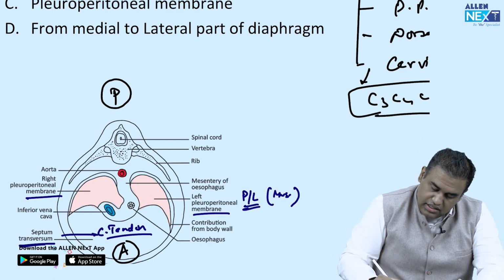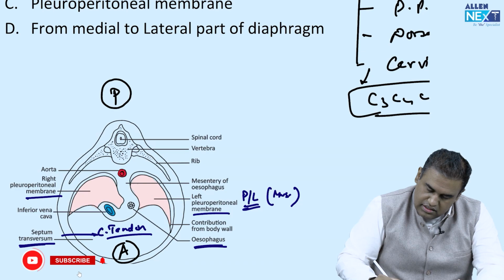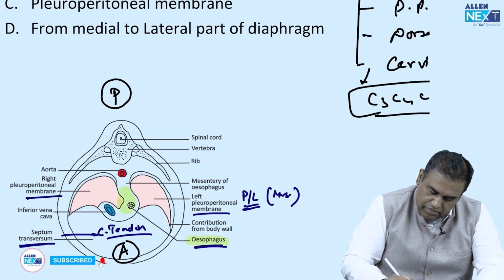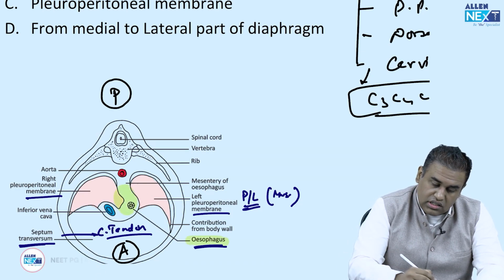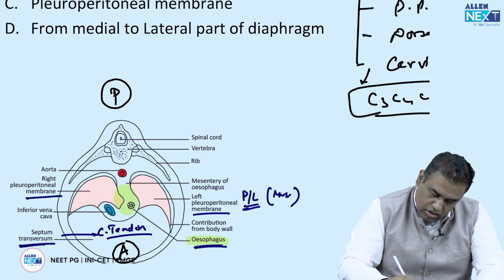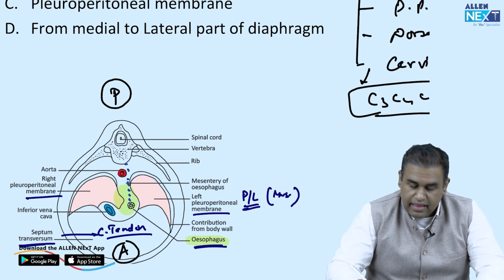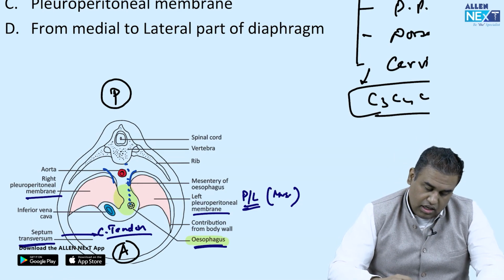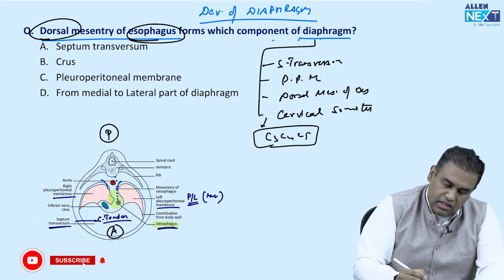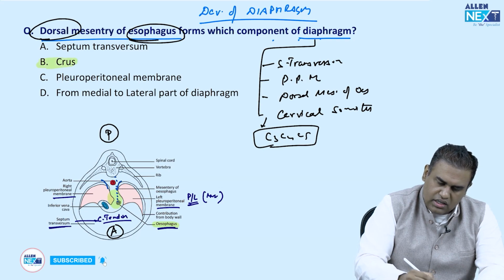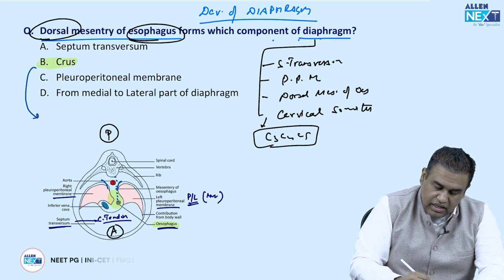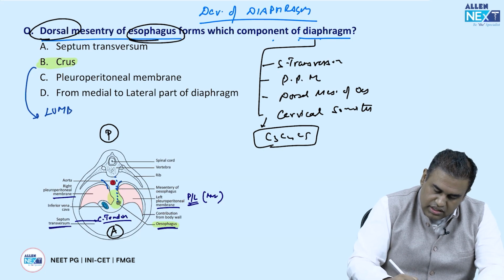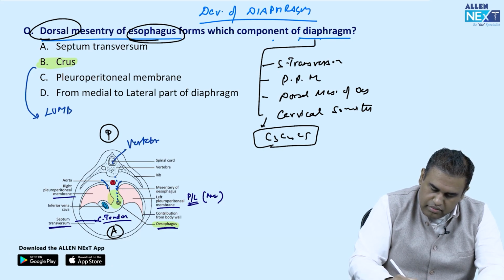Now you can see over here, this is the esophagus. Therefore, the dorsal mesentery of esophagus will obviously go behind, and they will form the part of the diaphragm which lies posteriorly. Which structure lies posteriorly in the diaphragm? It is the crus. So, what are crura? Crura are the attachments of the diaphragm to the lumbar vertebrae. You can see the vertebrae over here.